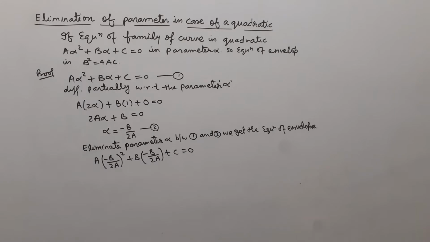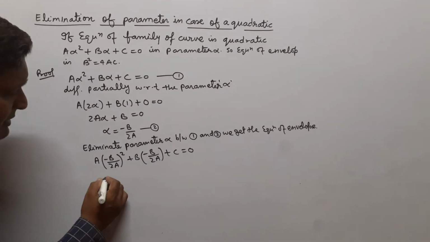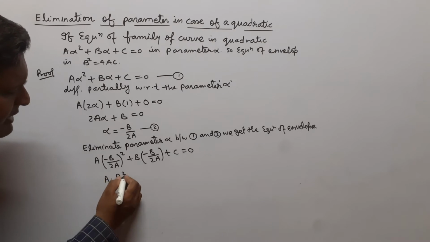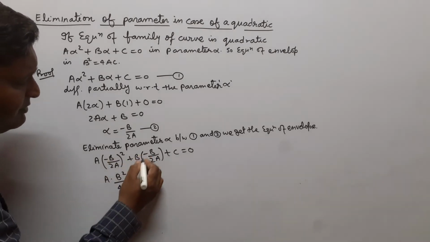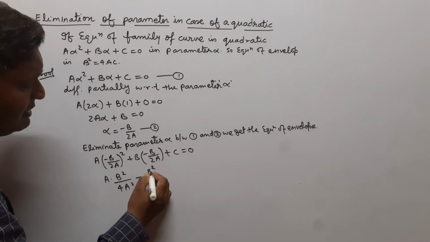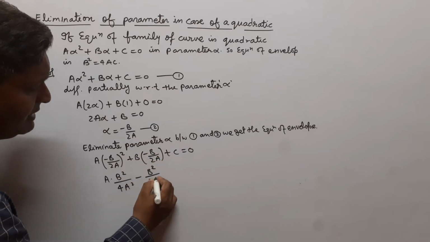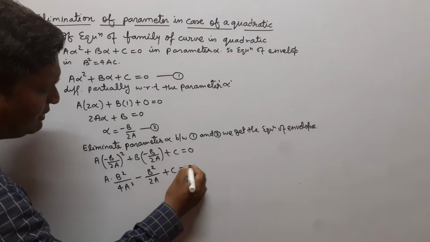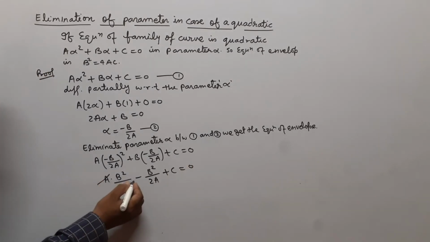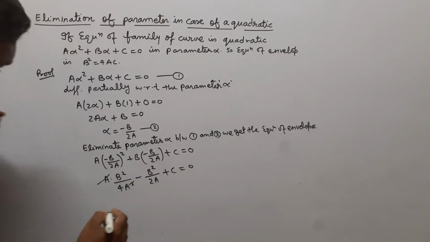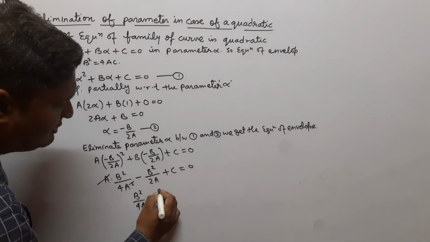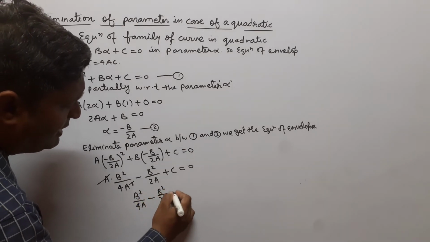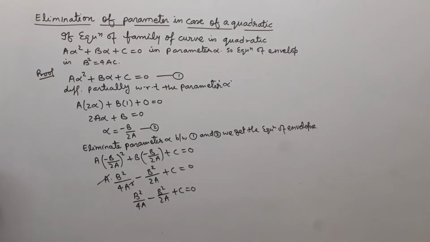Now we solve this. Squaring, minus square is plus, and b square divided by 2 square is 4 and a square. This plus multiplied by minus is minus, b multiplied by b divided by 2a, plus c equal to 0. So this a is cancelled by this square. So here we write b square upon 4a minus b square upon 2a plus c equal to 0.